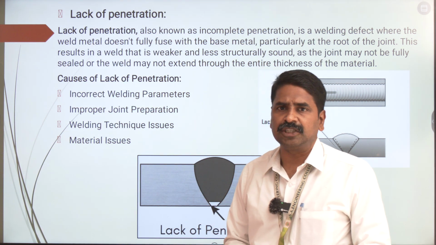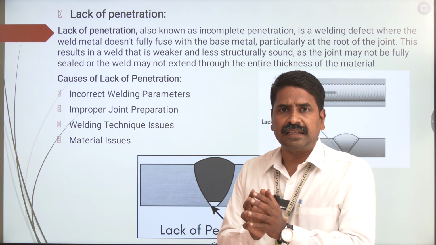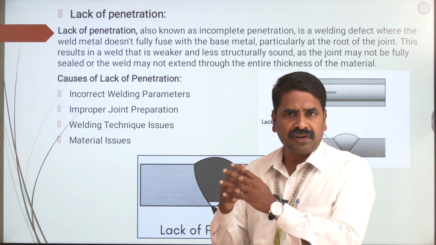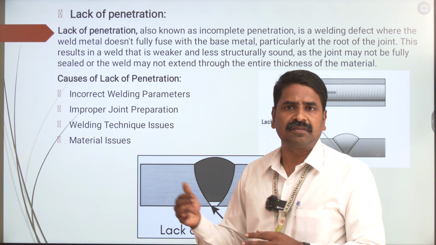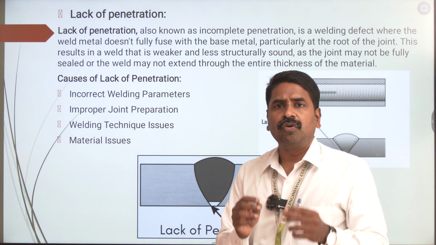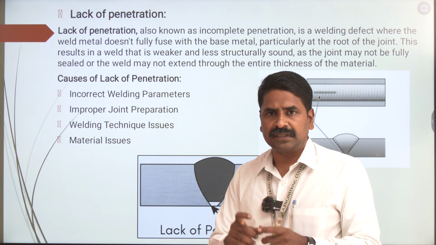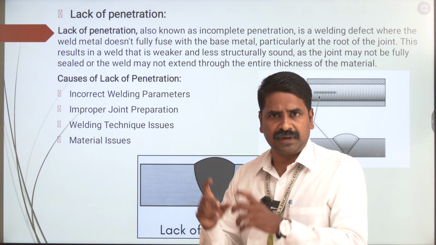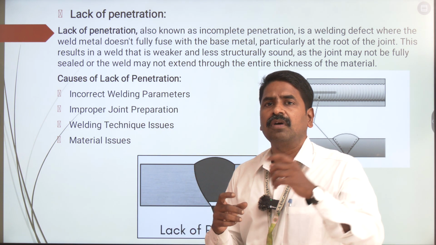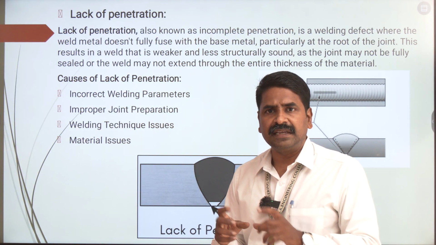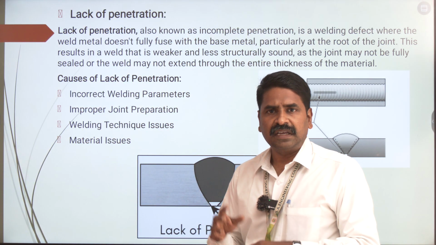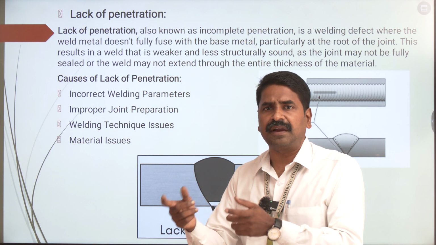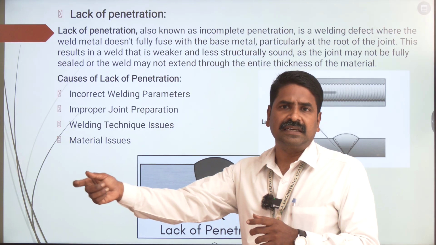Then welding technique issues. If you have not selected the proper welding technique for fabricating the correct metal plates for joining, then this will happen. Indirectly it means that you have selected an improper welding process or improper welding technique. Say for example, for joining nuclear components you have taken arc welding or gas welding. It is an improper joining process. Say for example, titanium cannot be easily joined, or there prevails a problem in joining titanium using conventional traditional techniques.